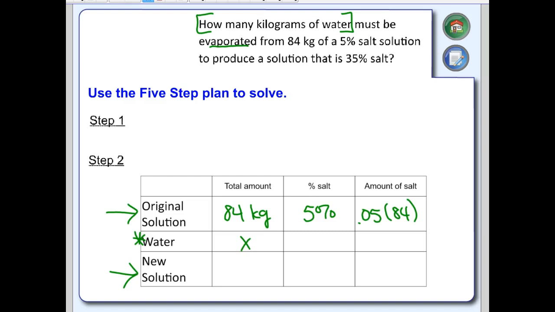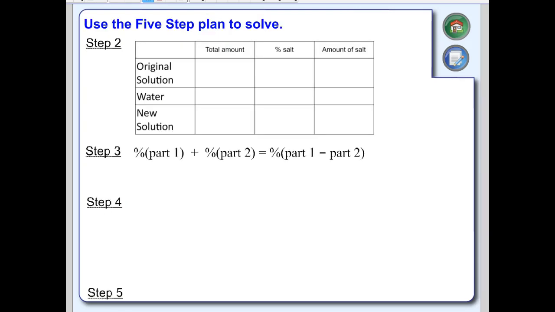Again, how much salt is in a water solution? None. So the middle becomes 0. Now, because we evaporated water, this time this is going to be 84 minus X. Okay, our new percentage for the new solution is 35%. So we've got 0.35 times 84 minus X. Okay, very similar to the one we just did, except this time we're subtracting X. We're subtracting water because it was evaporated.